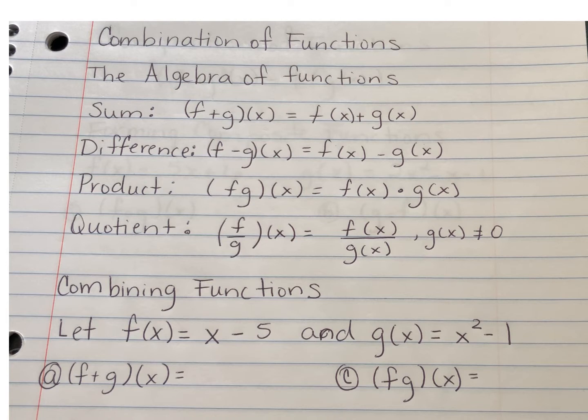Now to find a difference, f minus g of x is the same as f of x minus the function g of x. If we want to find the product, fg of x, then we multiply f of x times g of x. And to find the quotient, f over g of x equals f of x divided by g of x, where g of x is not equal to 0.